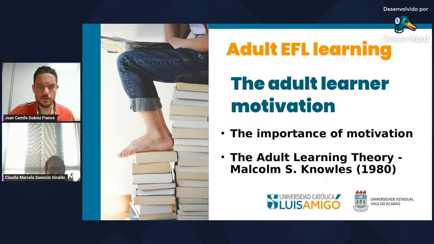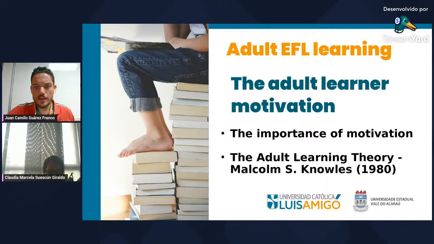All right. Thank you very much, Claudia. Thank you all for being here today. It's a pleasure to be here in this event, Semana de Letras. We are excited to share insights on this research. And I would like to start talking about the adult EFL learning. And I would like to mention some important factors we want to bear in mind in our research.